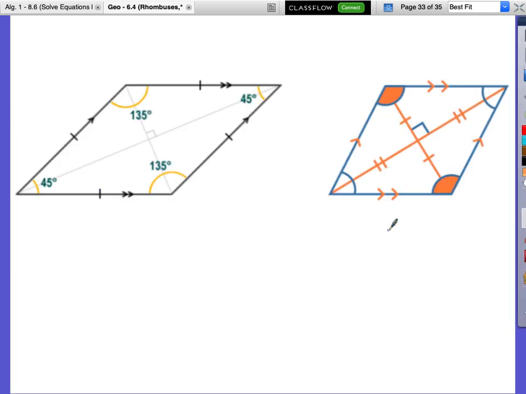Raise your hand for the most specific name for this. Julia? I agree, it's a rhombus. How did you know? Because it's slanted. Okay, it's slanted. What do you know about all four sides? All four sides are congruent. Opposite sides are parallel, and the opposite angles are congruent. What would happen if these angles were all 90 degrees though? It'd be a square, but it's not, so it's a rhombus.